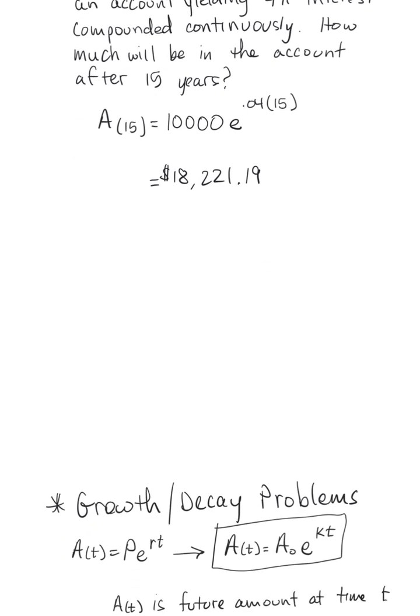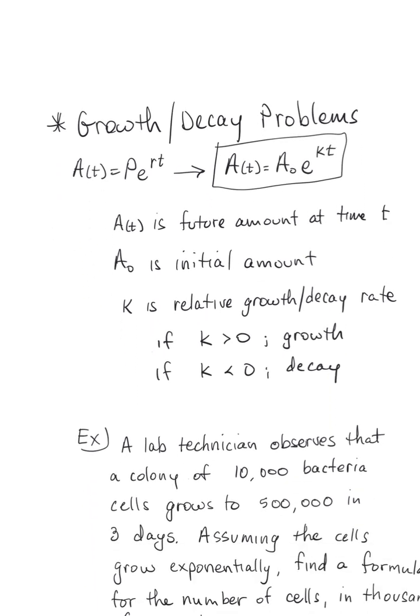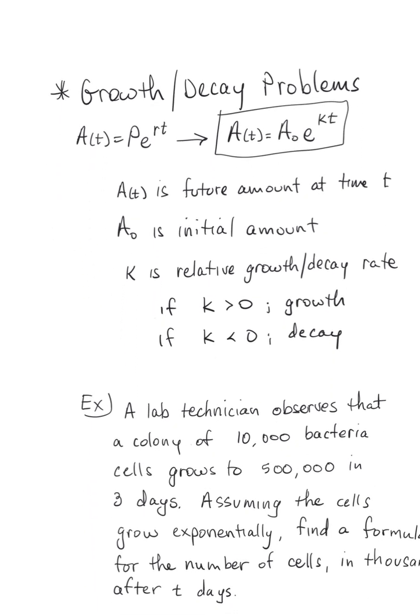Now, the last part of this section involves still exponential type situations. It's growth or decay problems. We're actually going to use pretty much the same formula as continuously compounding. So this formula here is continuously compounding. When we're talking about naturally occurring phenomena that grow or decay according to an exponential model, we just change the definition of some of the variables is all.